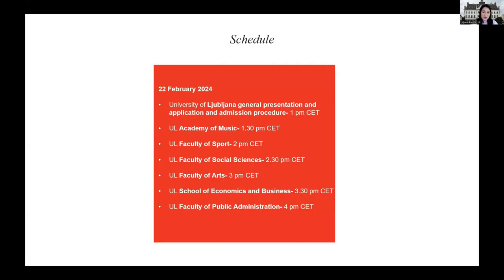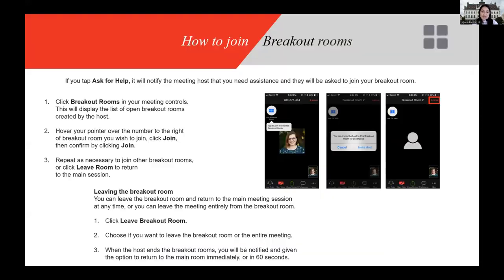So now we have come to the part where our members will be introduced to us. Once again, this is today's schedule of presentations. And again, as I said at the beginning, after each presentation, a breakout room will open with the name of the faculty or academy who presented. And if you're interested in something more about that member, you can enter and find out, ask whatever interests you.